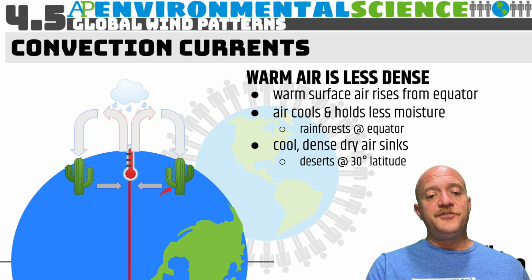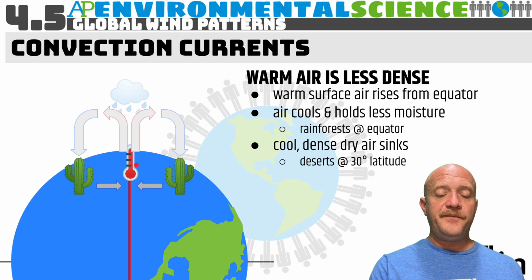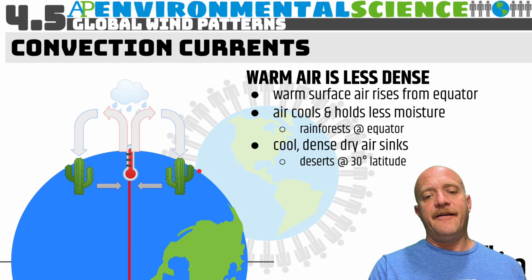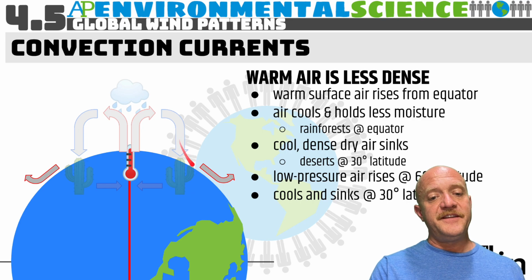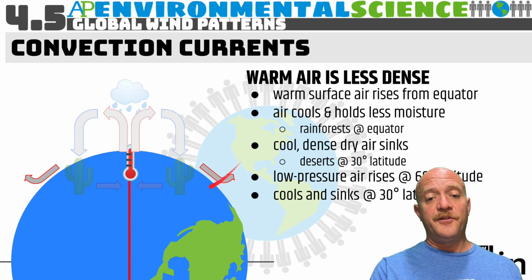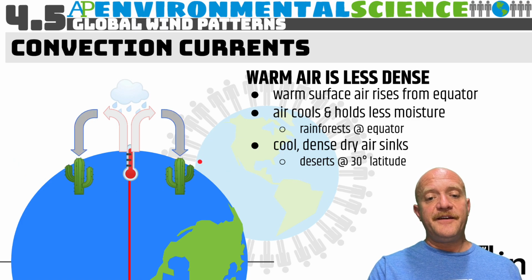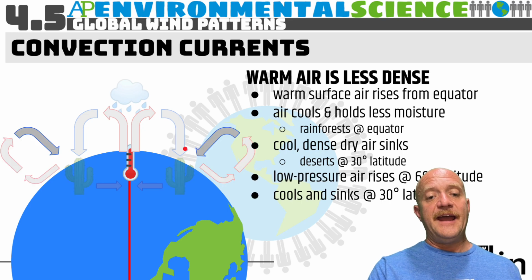So the air currents are then going to return it back to the equator, where this process will continue. Now the next area: some of this low pressure air is going to rise at 60 degrees latitude, northern and southern hemisphere, and then it's going to cool and sink at 30 degrees latitude. So now we have two situations where the cool, dry air is sinking at 30 degrees, which also explains why we have these deserts.